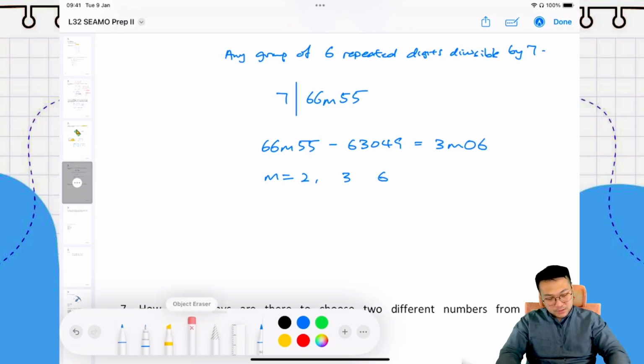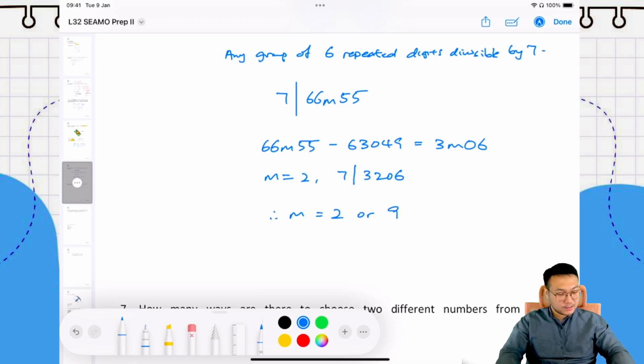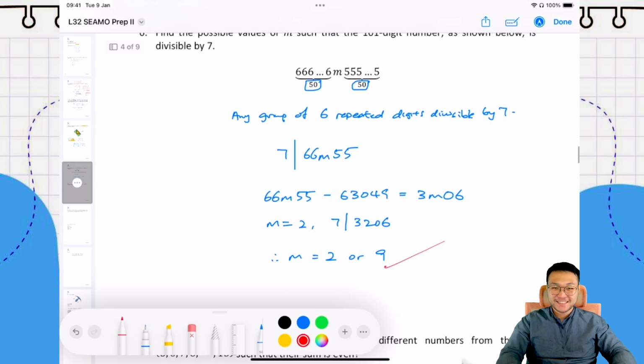Okay, you notice that 7 divides 3206. So therefore m can be 2 or it can also be 9, because 3906 is just an addition of 700. If you add another 700, it will be 3906. Am I right? So that means 3206 and 3906 can both be divided by 7. There you go. Anyone have questions about this?